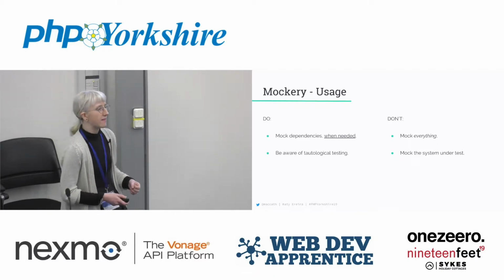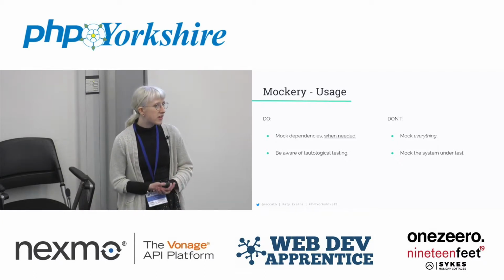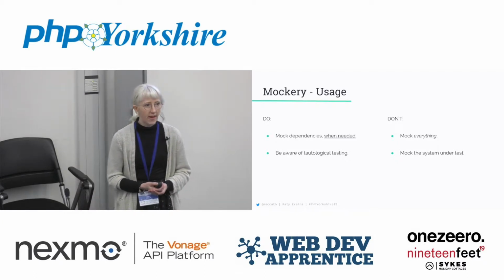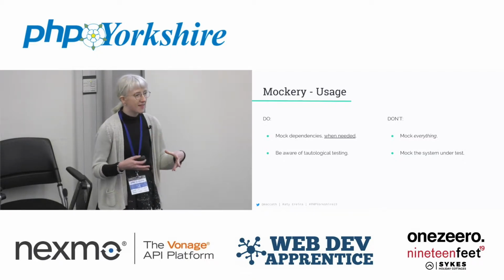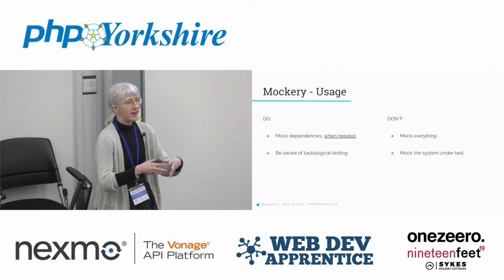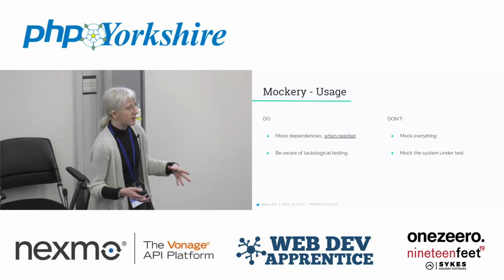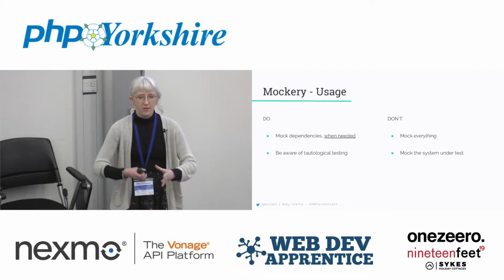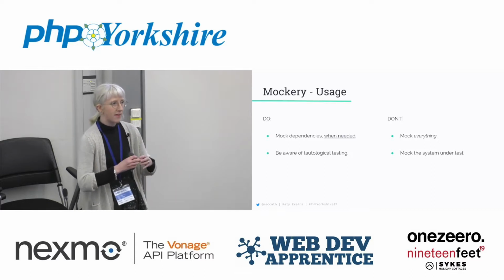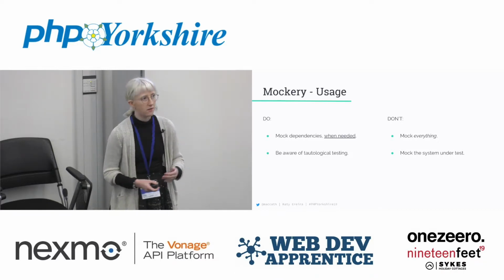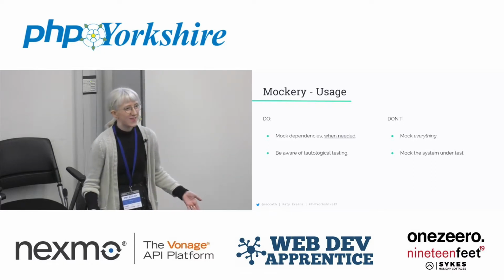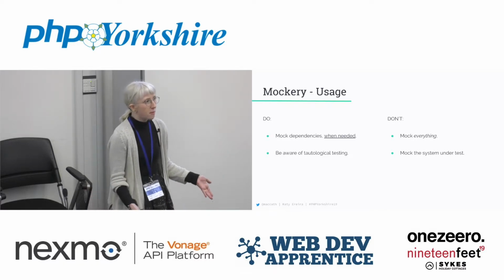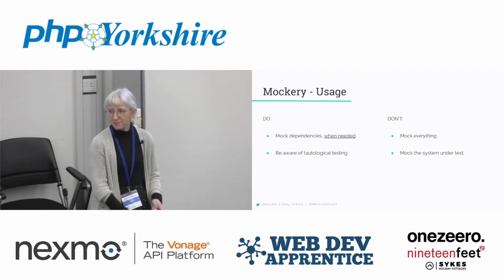Mock your dependencies, but only when you have to. Don't mock everything just because you can. Your units don't exist in isolation from the rest of your application. So if you mock everything, you're testing only the very specific units and not how they interact with the outside world, which can result in tautological tests. Something passes because you've told it to pass, not because it actually would pass.